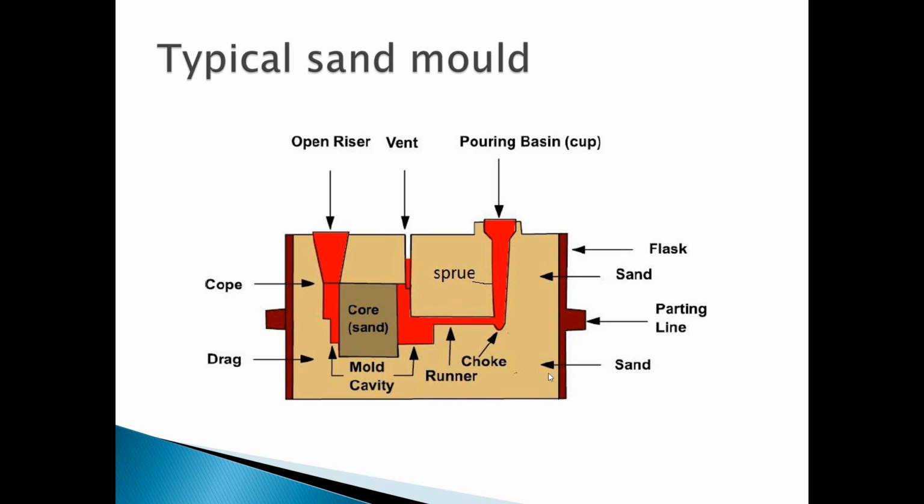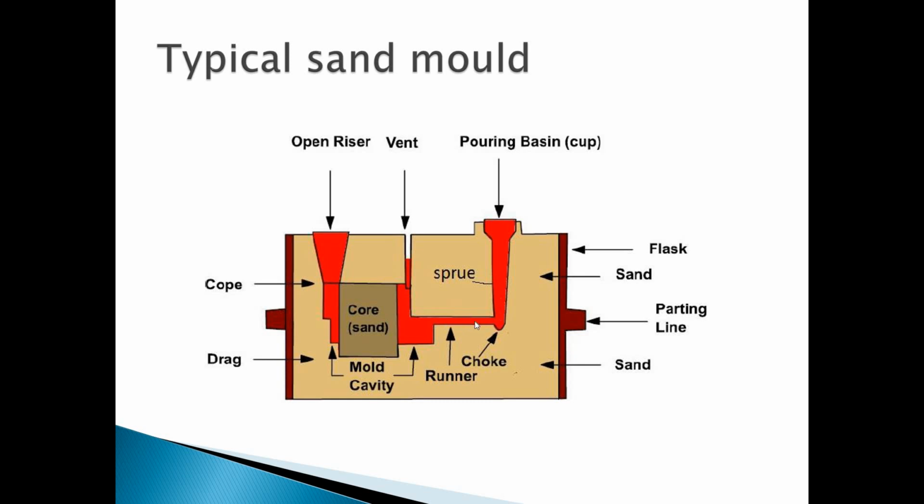Inside this flask, the mold of cope and drag is prepared, and the mold is prepared by using sand. The pouring basin is where we directly pour the molten metal. The liquid metal we pour here comes from this side and then goes downward.